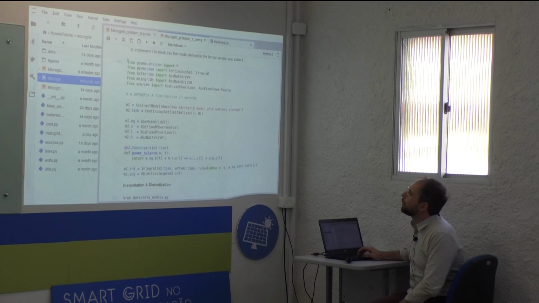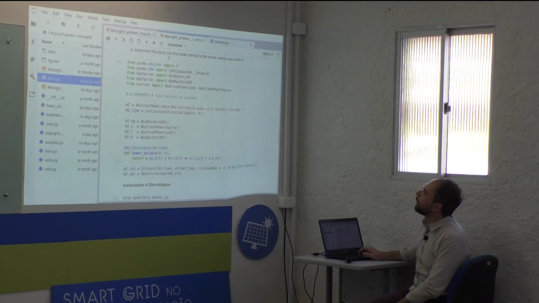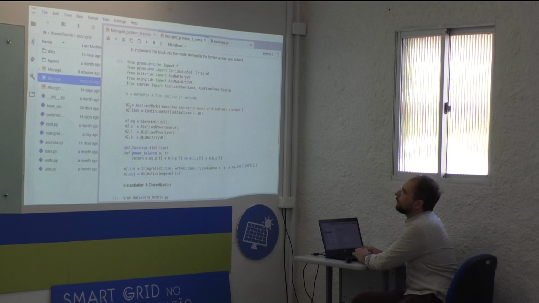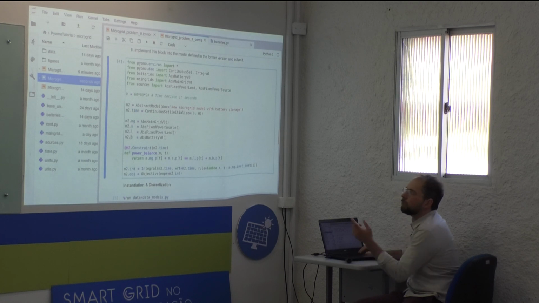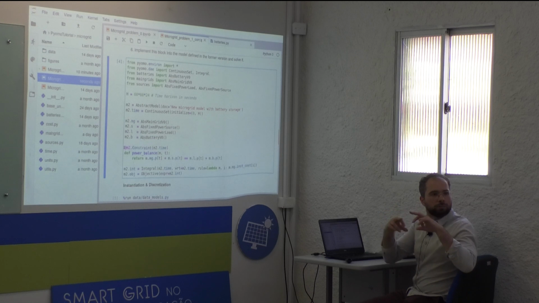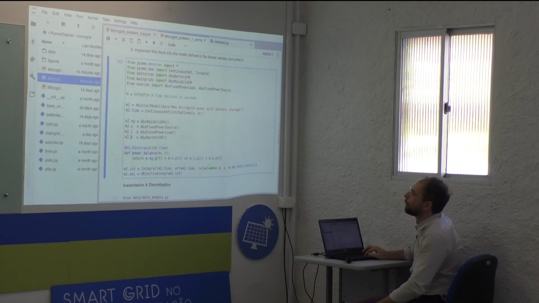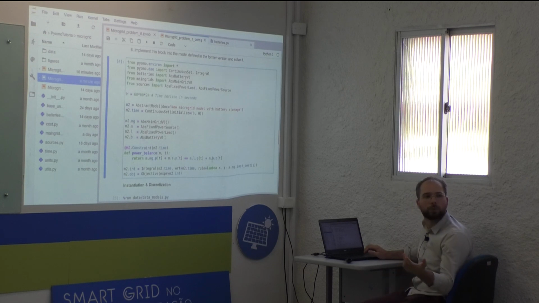And here, I implement this block into the model, and I have a new version of my microgrid problem. It's a new microgrid model with battery storage. I have my microgrid, my source, my load, and the new unit battery. So I created a new battery. I have the connection constraints that say that the power from the microgrid plus the power from the source is equal every time to the power from the load and the power from the battery, okay.